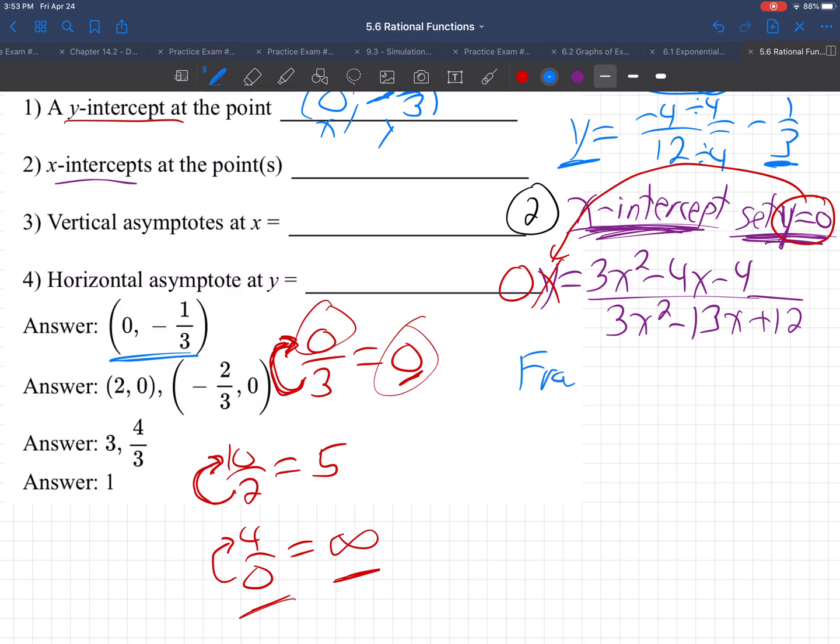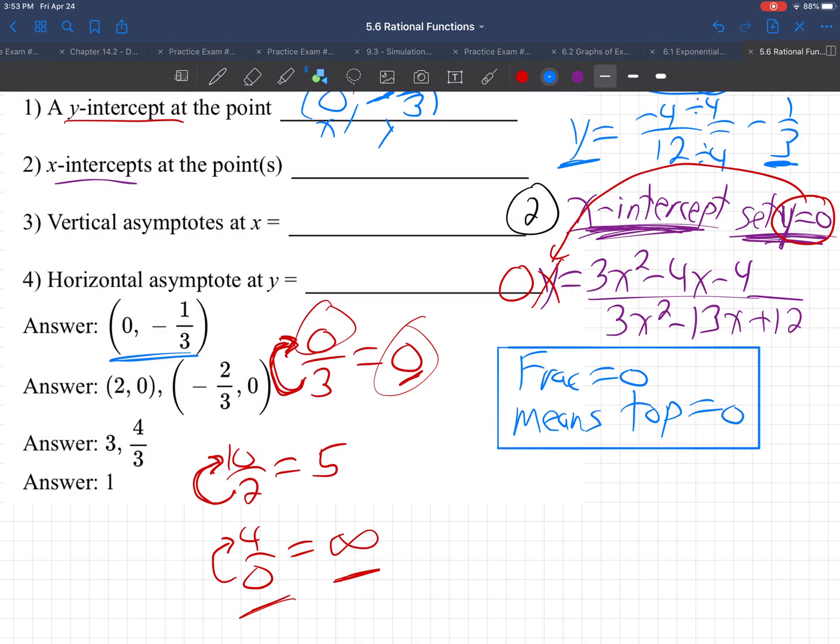When you have a fraction equal to 0, it means the top is 0. Very, very important that you know that. So fraction equal to 0 means the top equals 0. Okay, so then go back to it.